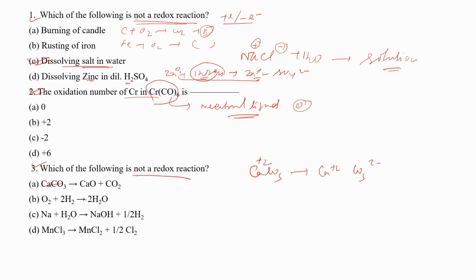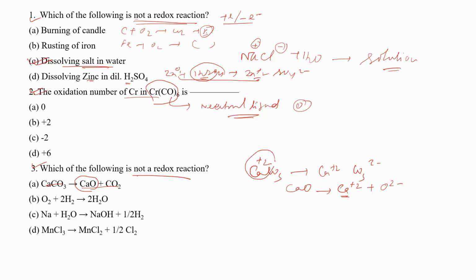After a chemical reaction, it forms calcium oxide plus carbon dioxide. But in this calcium oxide, what is the oxidation state of calcium? We know that oxygen gives -2 oxidation state, so it dissociates like calcium +2 and O 2-. So after the chemical reaction, the oxidation state of calcium is not changed.